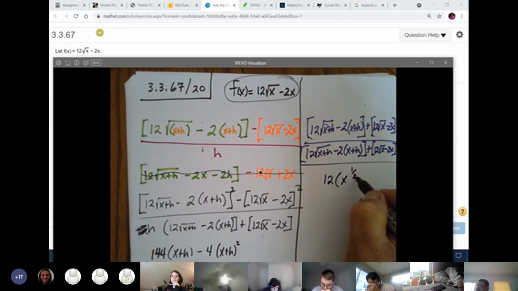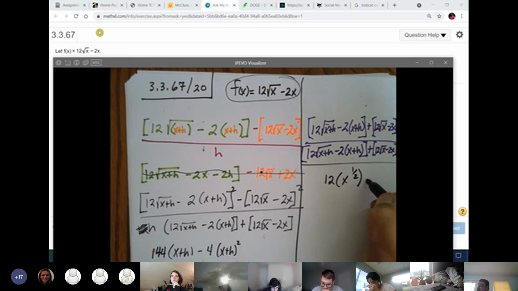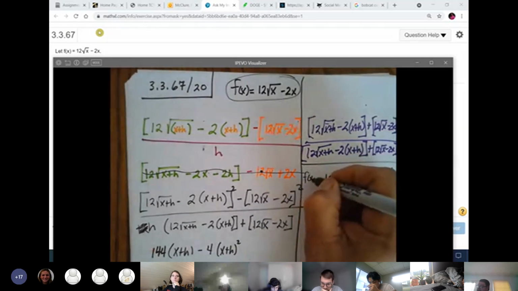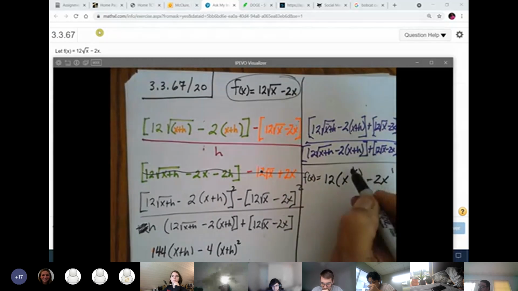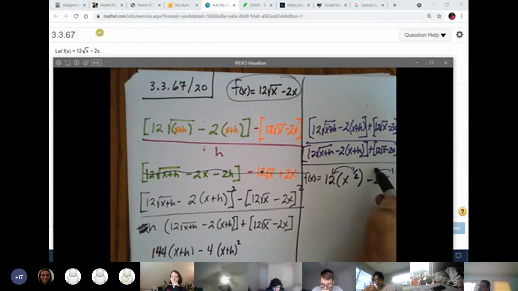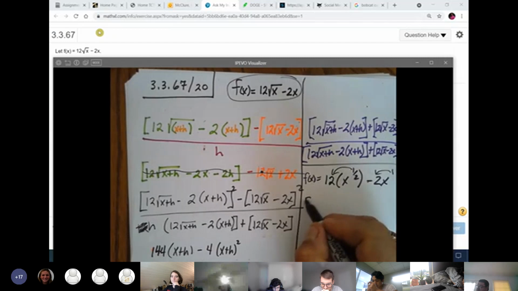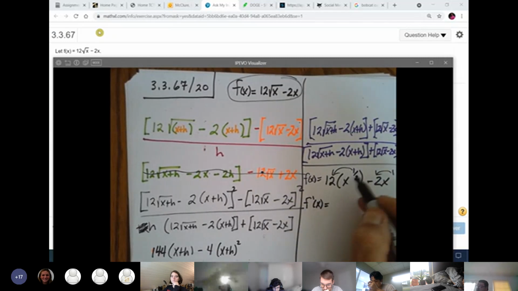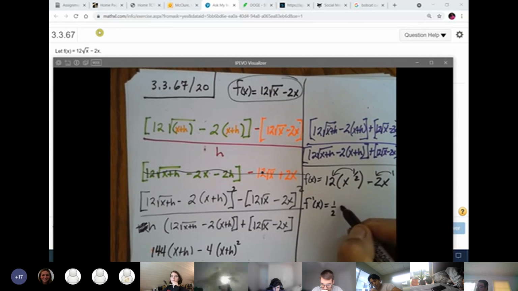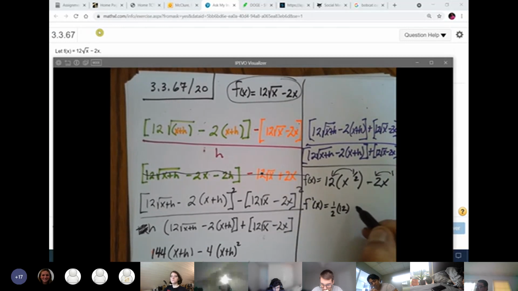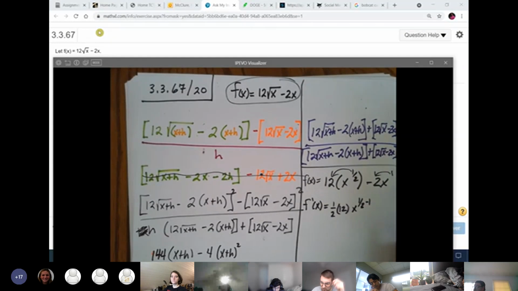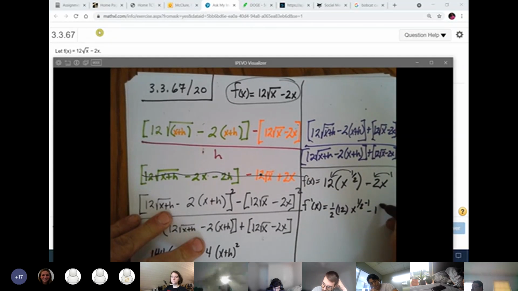12x to the 1/2 minus 2x to the 1 power. And that's f of x. And I'm going to bring this out front. Bring this out front. So f prime of x is equal to 1/2 times 12 times x to the 1/2 minus 1, minus 1 times 2 x to the 1 minus 1.